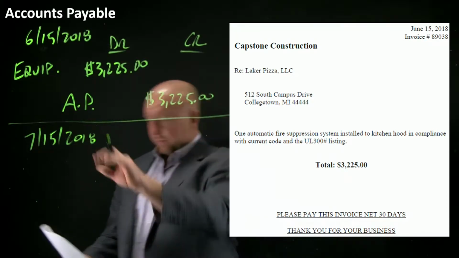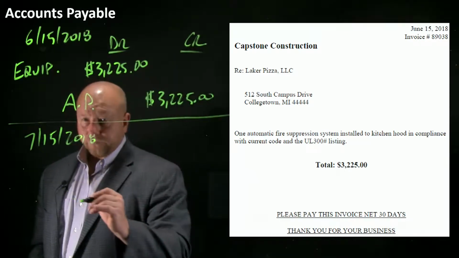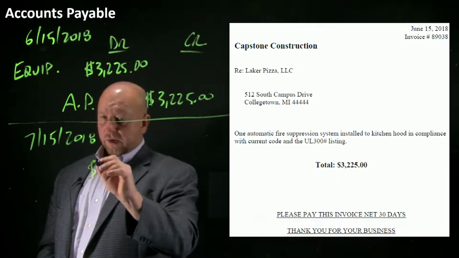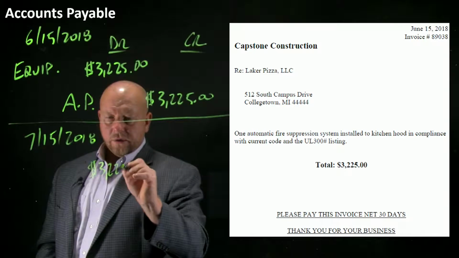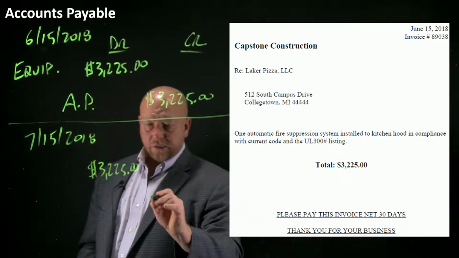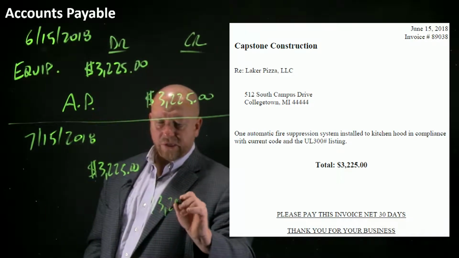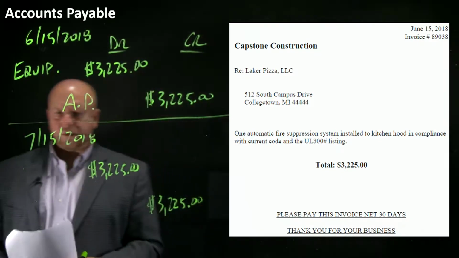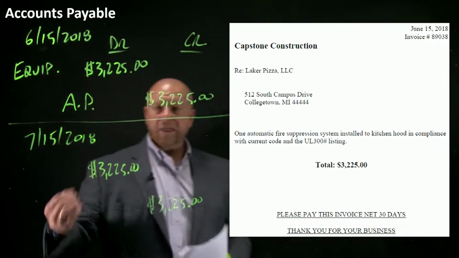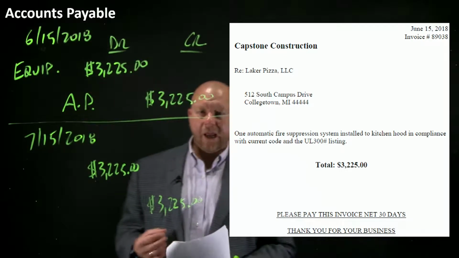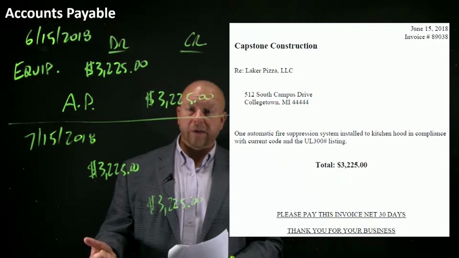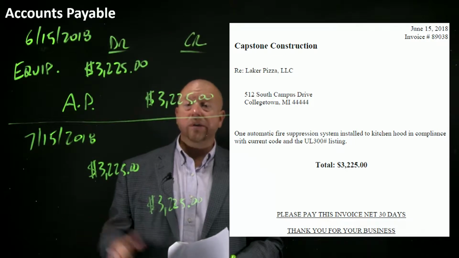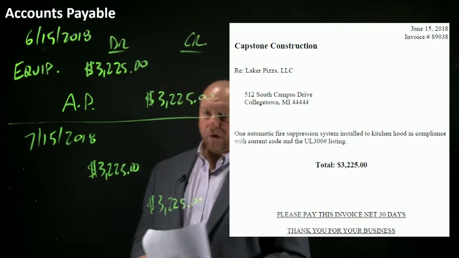So a month later, on July 15, let's start out with a couple of amounts here. It's the $3,225 again. But what we're seeing here now is you're asking yourself, what's going up, what's going down? Anytime you're constructing a journal entry, ask yourself, what accounts are being affected, and are they increasing or decreasing?